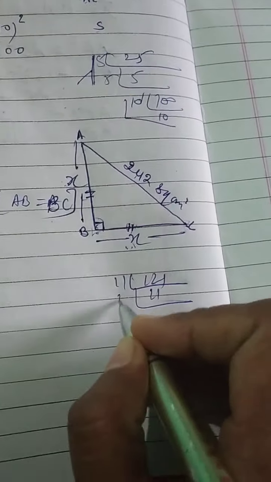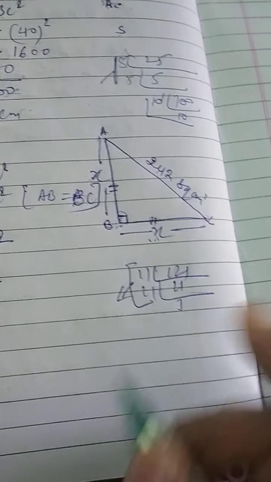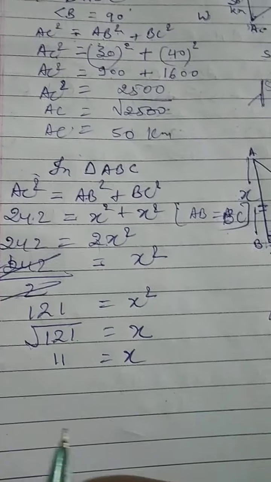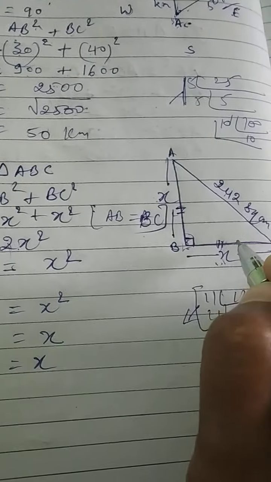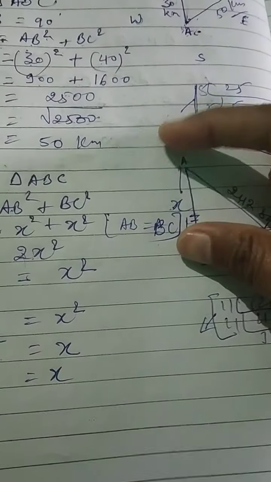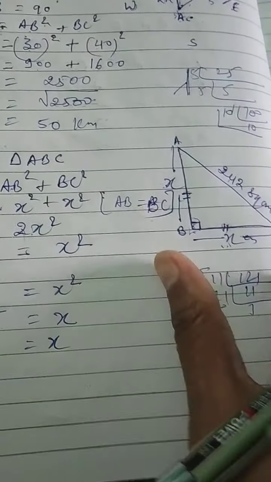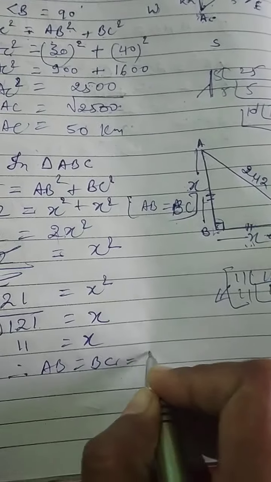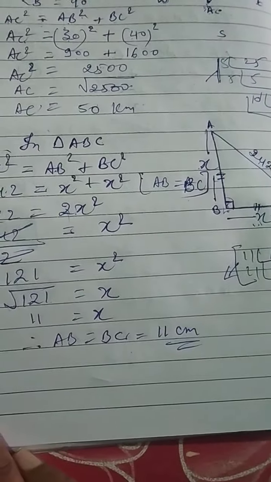11 elevens are 121. So for this we can take only 11. So 11 is the square root of this 121. So 11 centimeter will be the sides of this triangle, AB and BC. Therefore AB is equal to BC is equal to 11 centimeter.